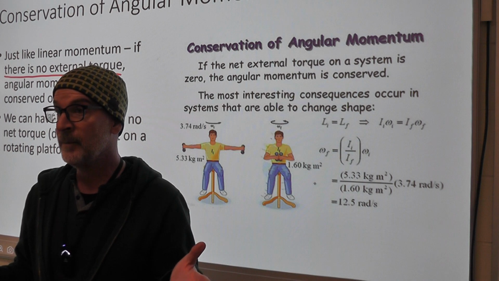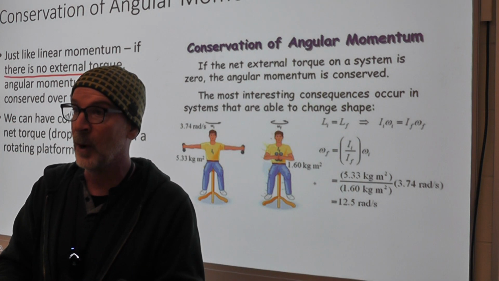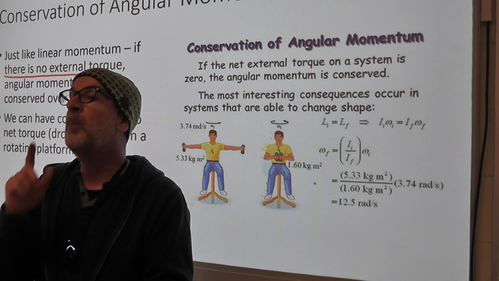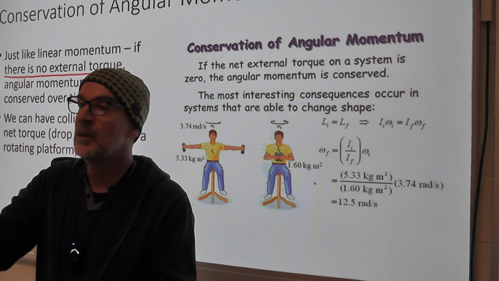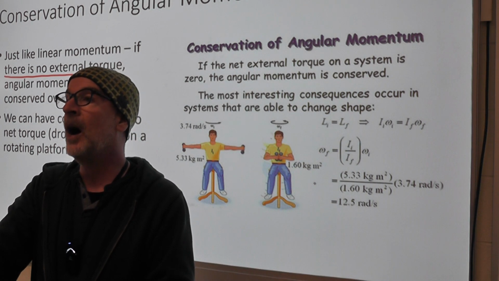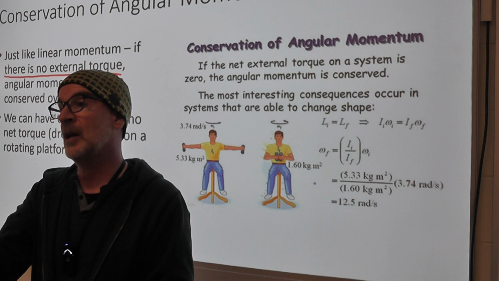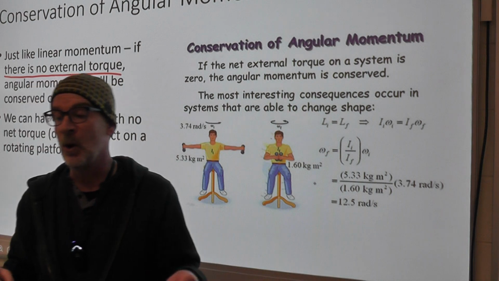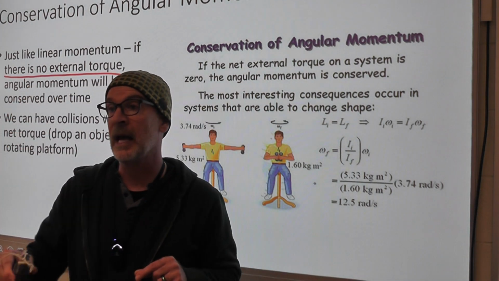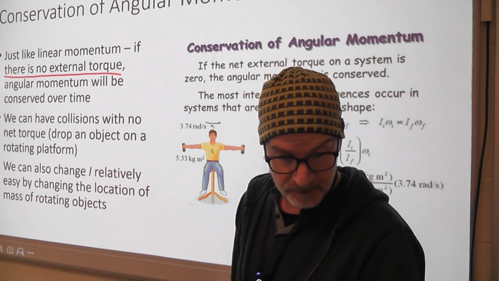There is torque. As soon as this block comes into contact with the rotating platform, it experiences torque in the direction of rotation. But there's no overall torque because the platform itself experiences an equal and opposite torque. It experiences equal torque in the opposite of the direction of rotation. So the weight speeds up, the platform slows down. Angular momentum in this case is conserved.